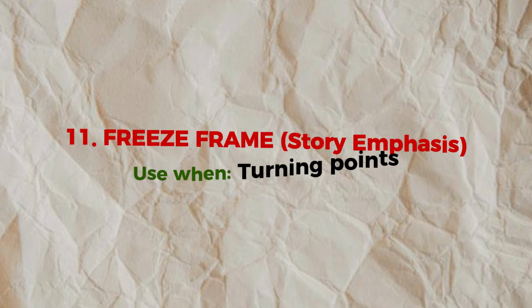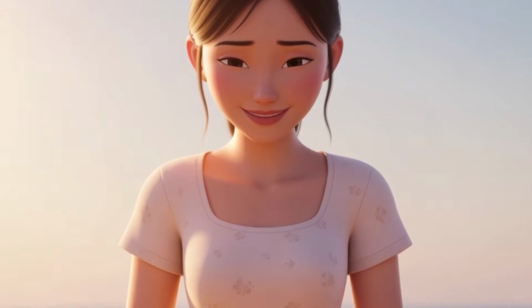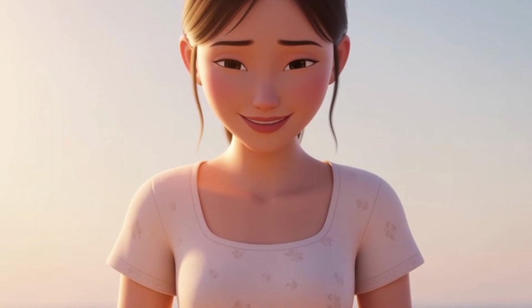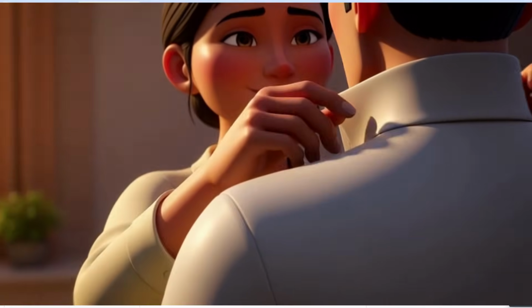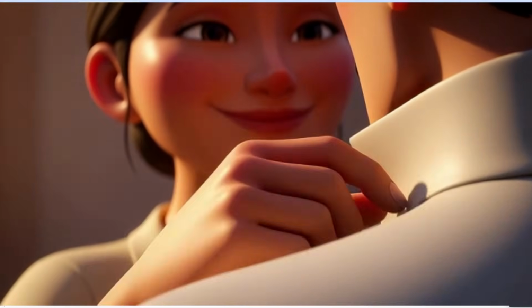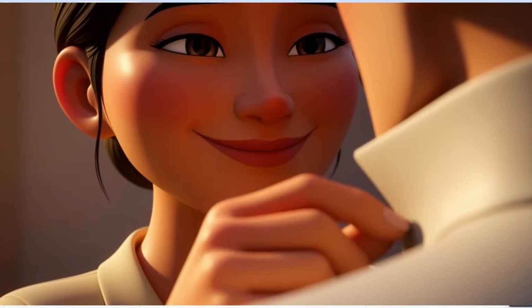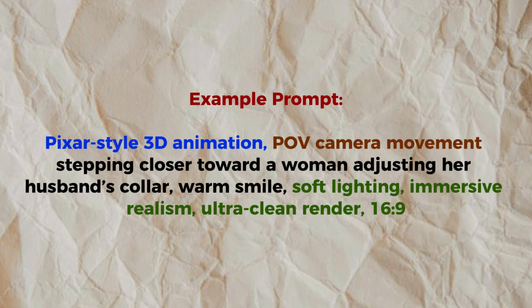Then the next one, which is number 11, we have the freeze frame. So we use this for story emphasis when you want to show memory importance, or you want to show a turning point. Then the final one is the POV movement. It's also included in the camera angle movement. So for the POV movement, you show this when you want to connect with your audience, showing them your point of view. So how do you incorporate this camera movement into your prompt?